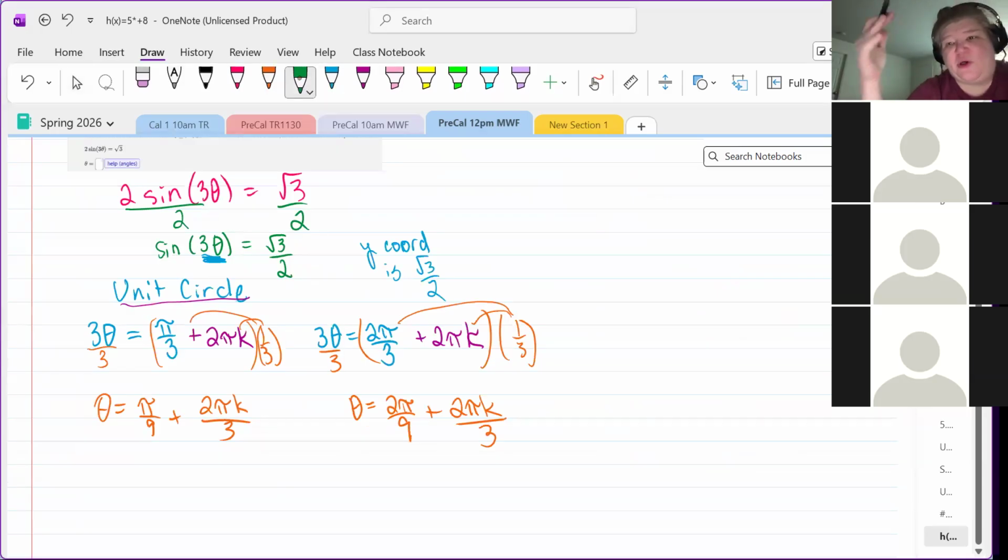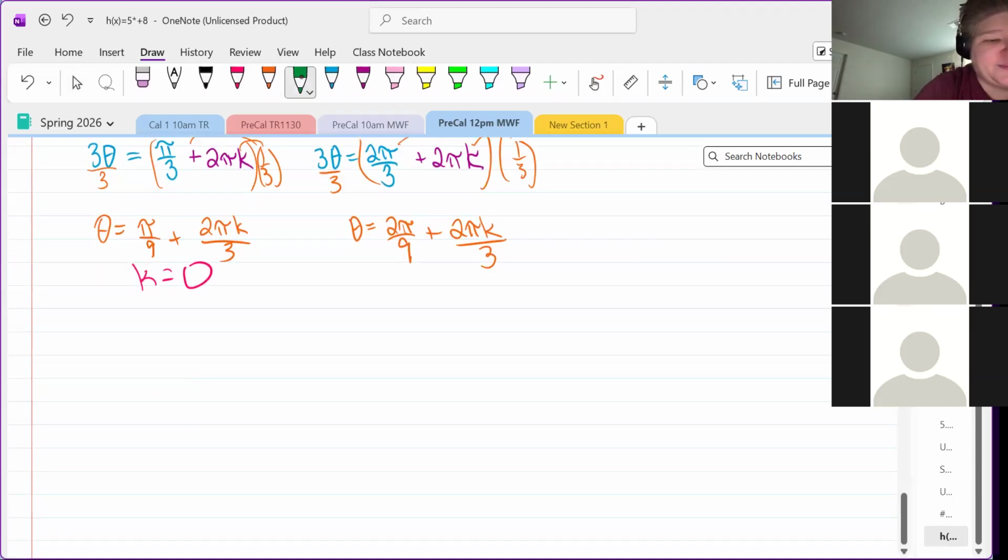But now, because we have 3 theta, there is actually not just the 2 solutions that we see here, but there's 4 more. There's 2 more sets. So we are going to use k equals 0, k equals 1, and k equals 2 to find all of the solutions here. Now on the test, having to do 3 k values or 4 k values is just a bunch of extra busy work. So it's only going to be 2 k values. You're only going to have to use 0 and 1 on the test.